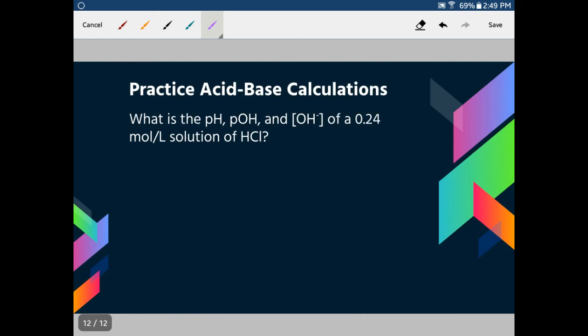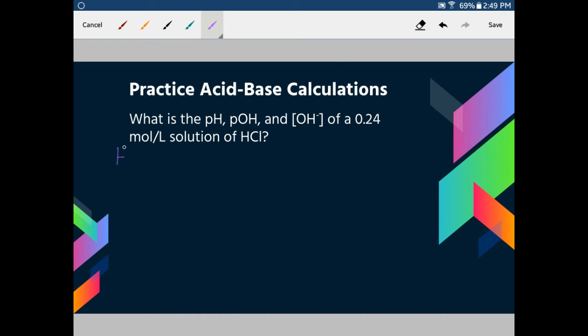Okay, here's a little bit harder of a question. This is asking for the pH, the pOH, and hydroxide ion concentration of a 0.24 mole per liter solution of hydrochloric acid. So this is definitely a multi-step question, and I'll try and break it up as best as I can as we go through.